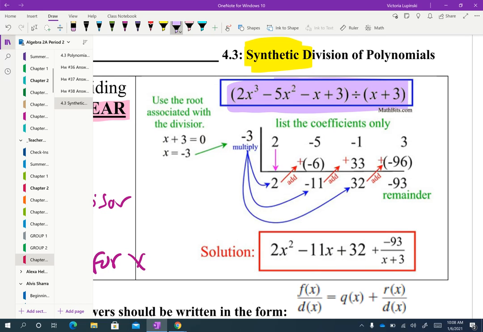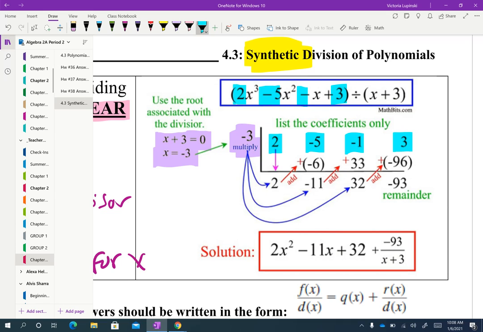So the first thing you have to do is you have to take the divisor, which is x plus 3. You can set it equal to 0 and then solve if you want to, or again, just think of it as the opposite. So if x plus 3 is the divisor, you're going to plug in negative 3. Where are you going to plug it in? Well, you're going to put it here on the left-hand side. Then you're going to take a look at your cubic polynomial, and you are going to copy the coefficients only and set them up in a row. So the 2 from the cubic, the negative 5 from the quadratic, the negative 1 from the linear, and then the 3 that's a constant.